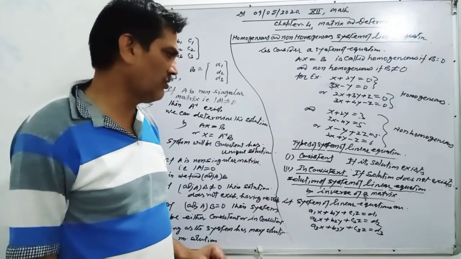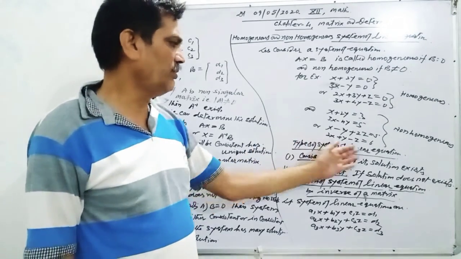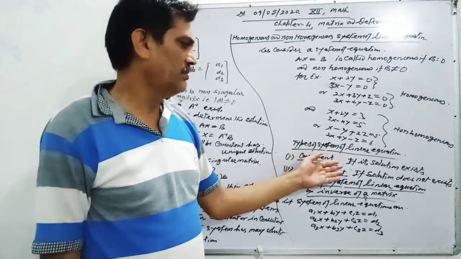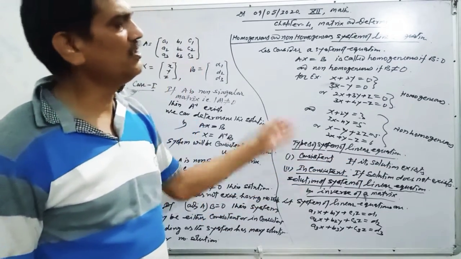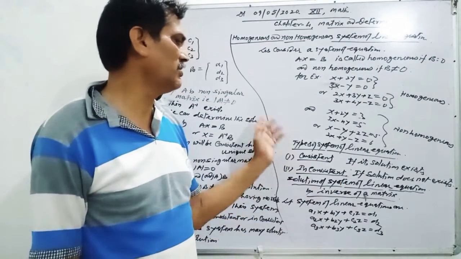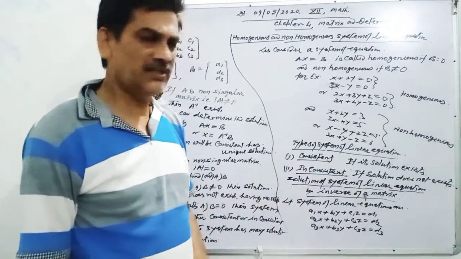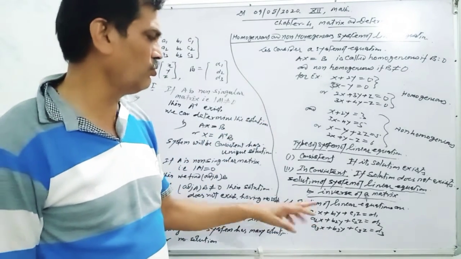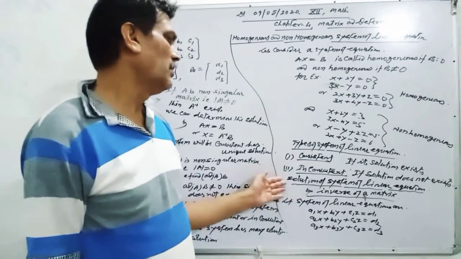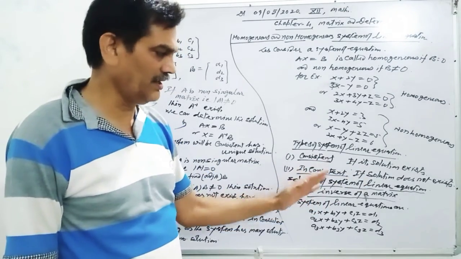Now, there are two types of systems of equations, consistent and inconsistent. If a solution of the given system exists, then we can say that our system is called consistent. Inconsistent: if a solution does not exist, meaning the system has no solution, then the system is called inconsistent. Now, how to find the solution of the linear equations by the inverse method?